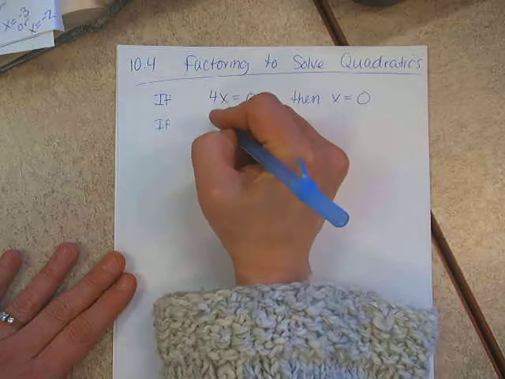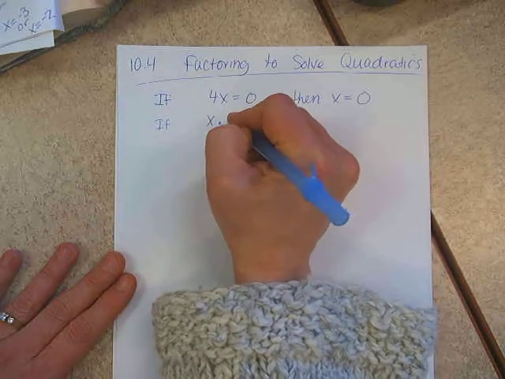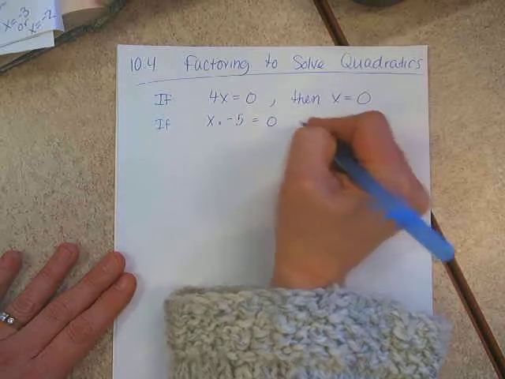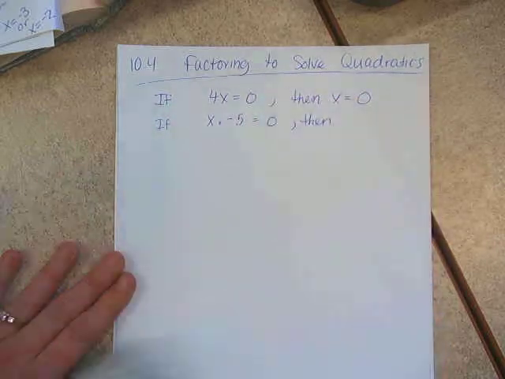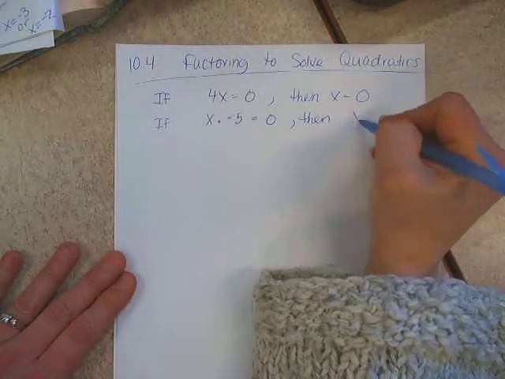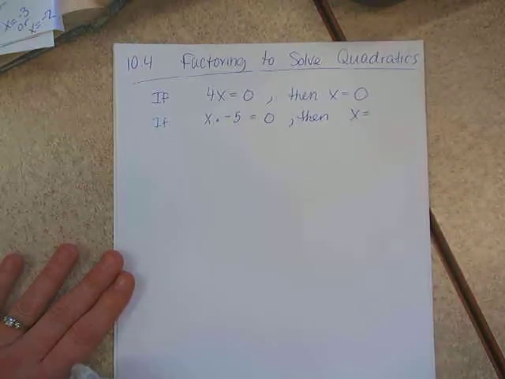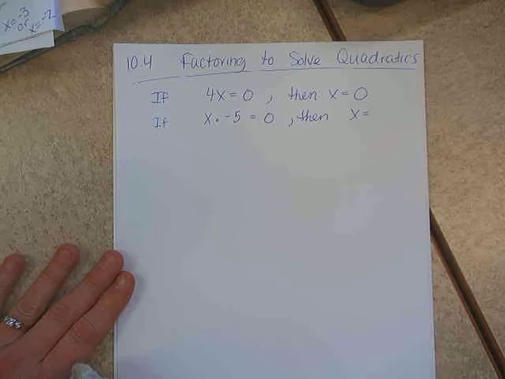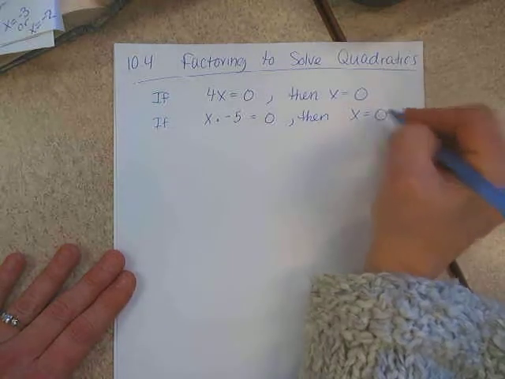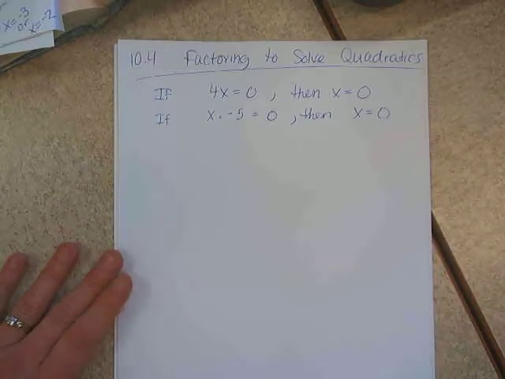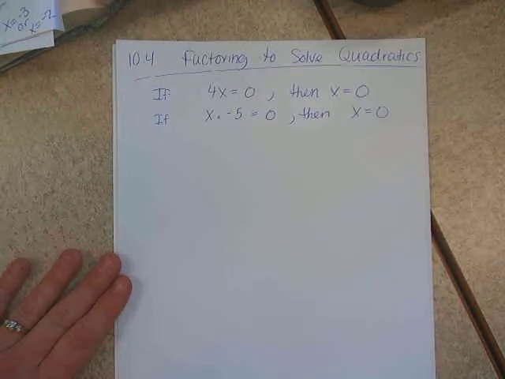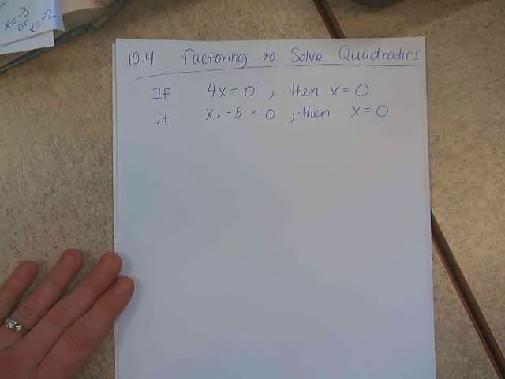So if x times negative 5 equals 0, then x would have to be what? 0. Same reason, right? In order to get a product of 0, you've got to have one factor that's 0, yes?